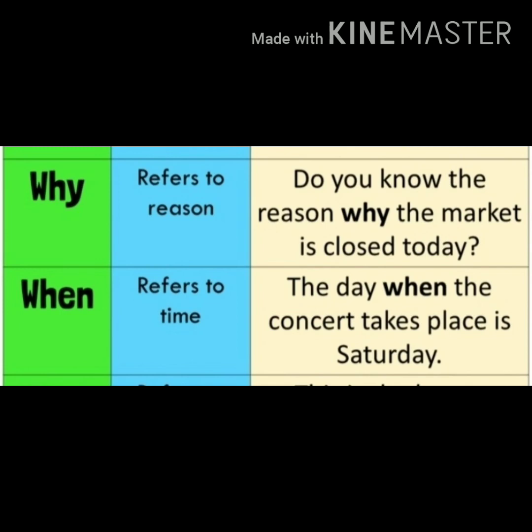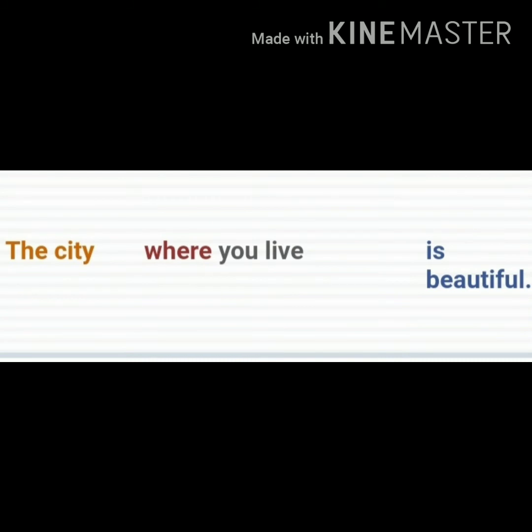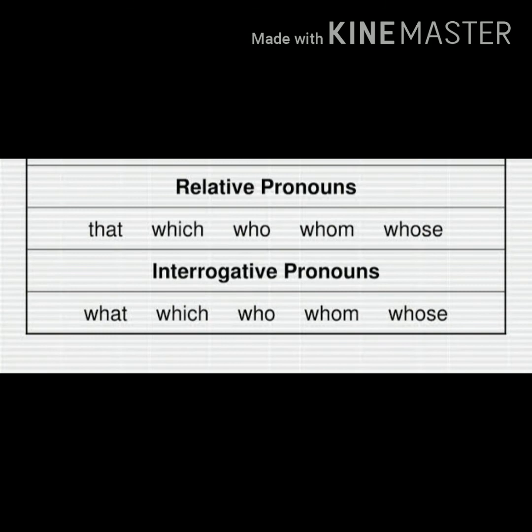Sometimes the words why, when, where are also used as relative pronouns. Why is used to refer to the reason. For example, do you know the reason why the market is closed? Next, when is used to refer to time. For example, the day when the concert takes place is Saturday. Where is used for places. The city where you live is beautiful.